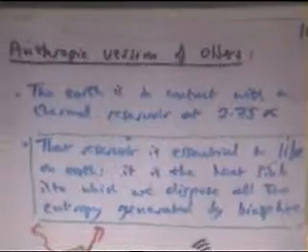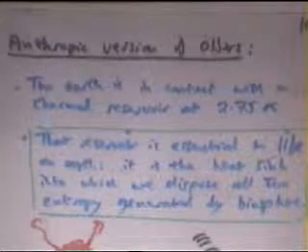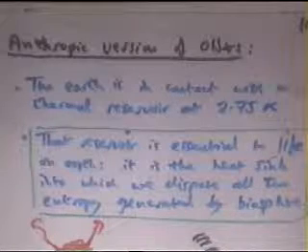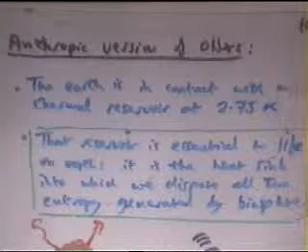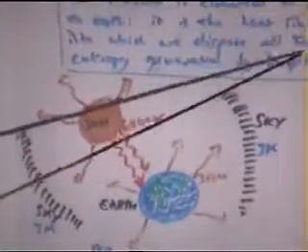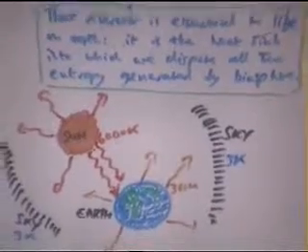Now, there's an anthropic version of Olbers. And this is something which has been realized fairly recently. It's obvious once you realize it. The Earth is in contact with the thermal reservoir at 2.75 K, and that is crucial for the thermodynamic functioning of the Earth. It's this reservoir, the dark night sky, acting as a thermal reservoir, which is the heat sink into which we dispose of all the entropy generated by our activity and by the biosphere.